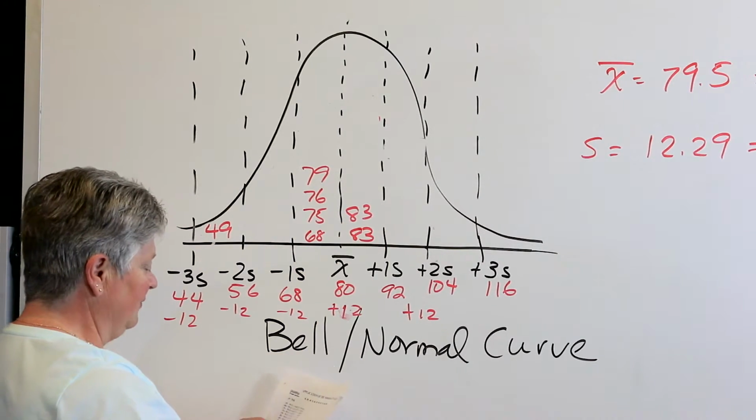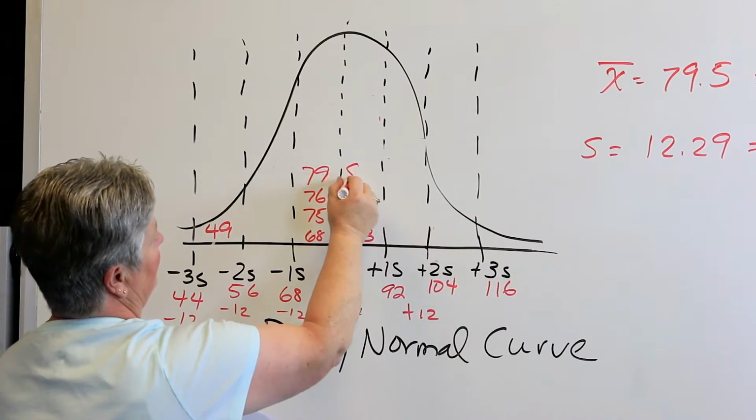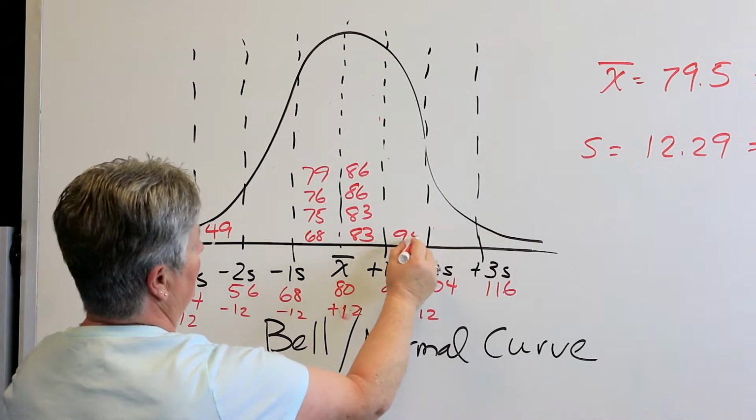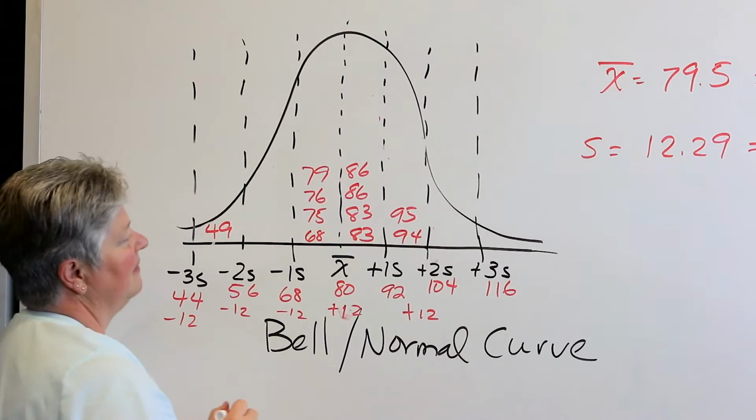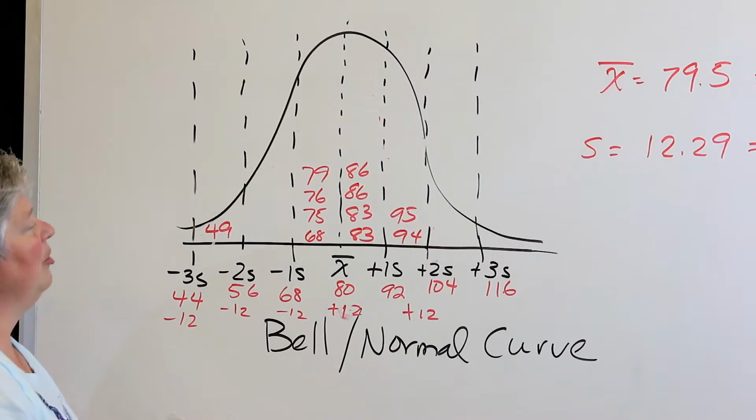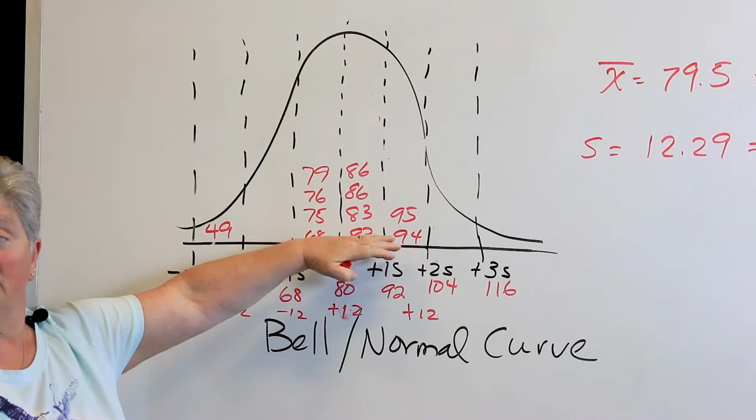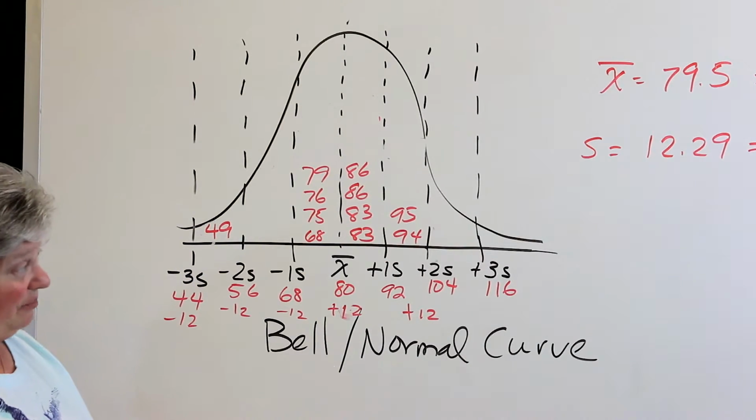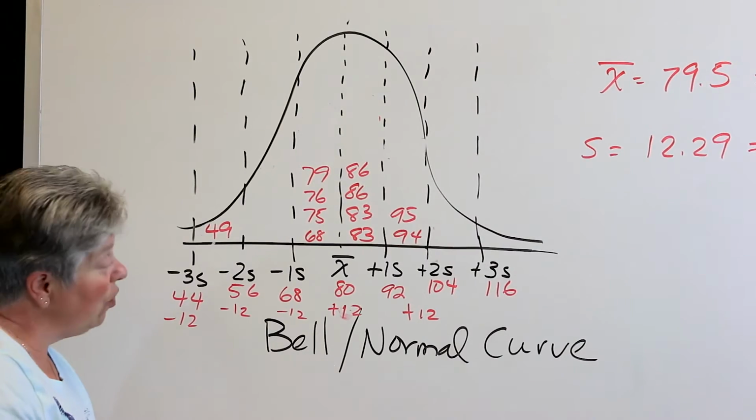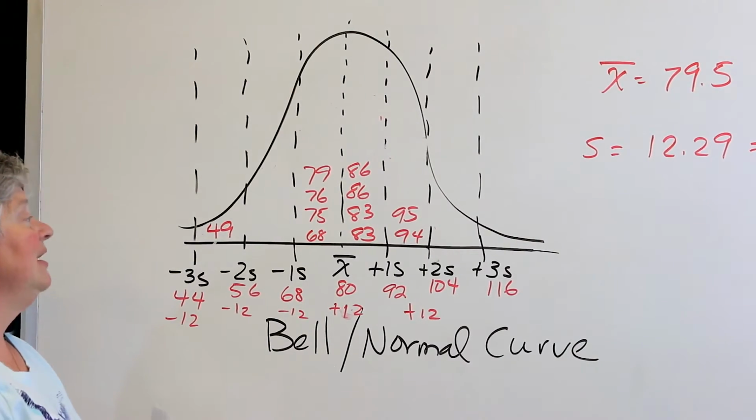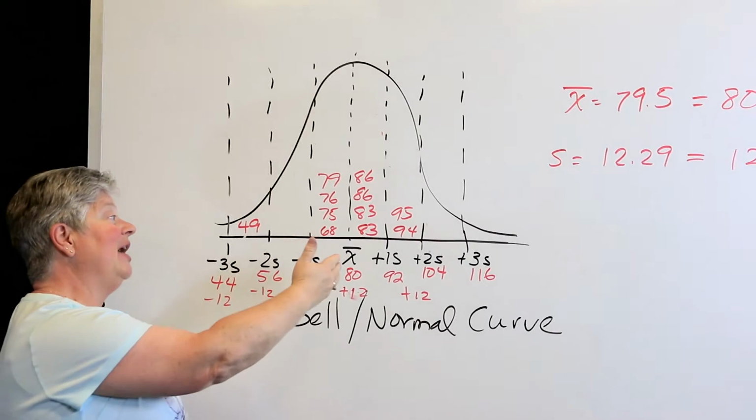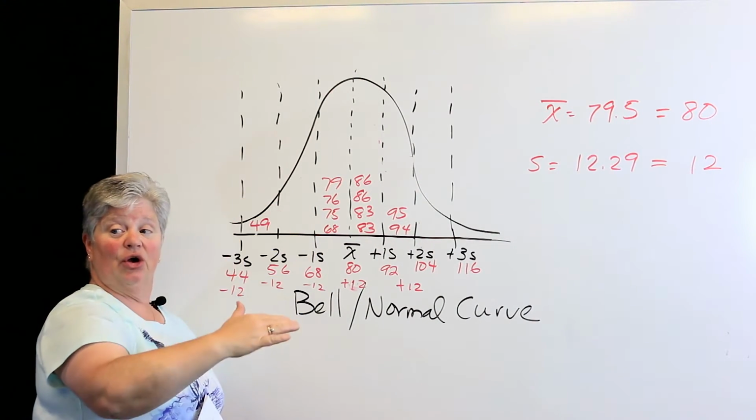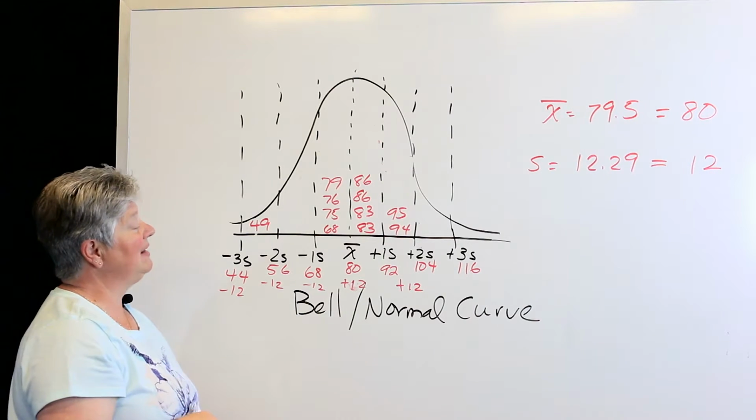We have two 86s. And then we had a 94 and a 95. So here's our example. These are the 11 test scores that we use to determine the mean and the standard deviation. So the question I might ask is, do my values form a nice bell curve? That's the question we're going to ask.